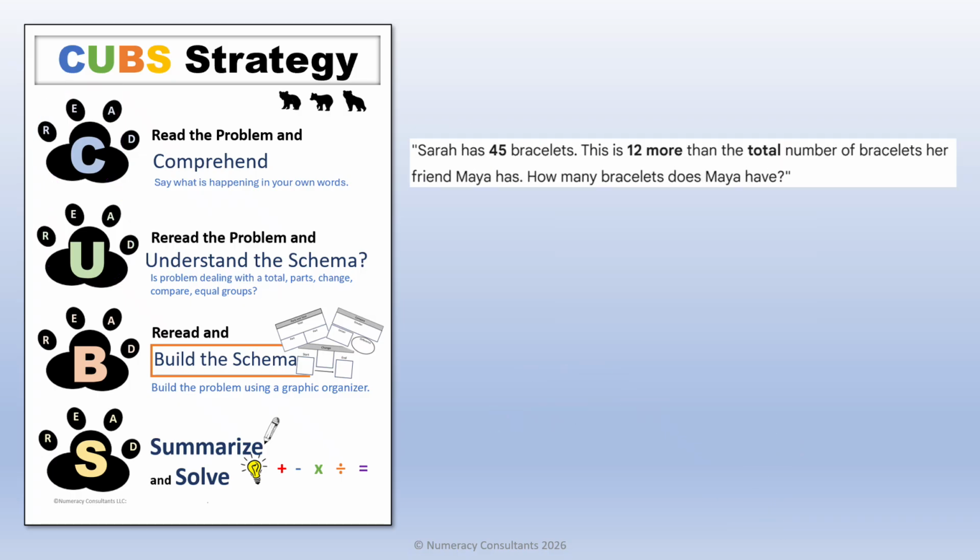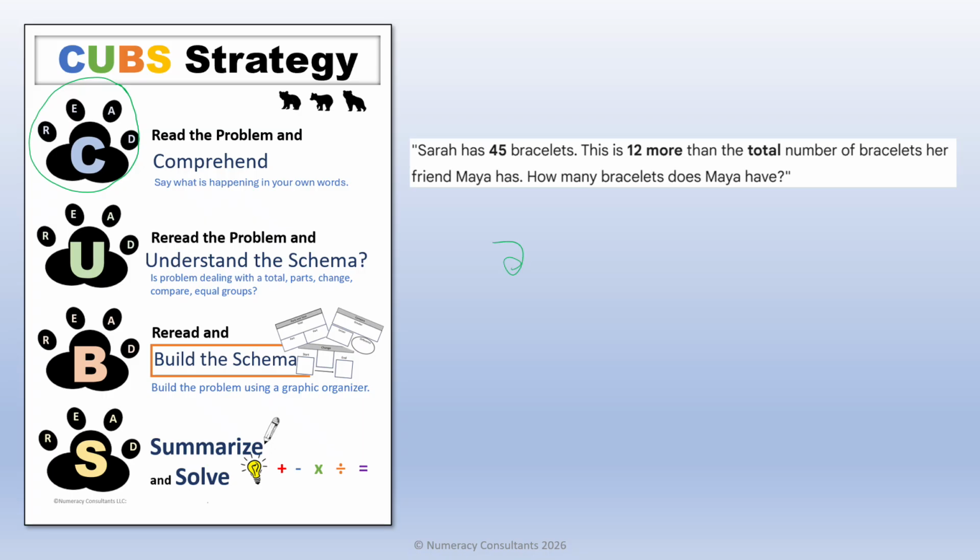Okay, so remember now we're going to do this last problem. We're going to read the problem. It says Sarah has 45 bracelets. This is 12 more than the total number of bracelets her friend Maya has. How many bracelets does Maya have? So remember, this is a little bit different now.